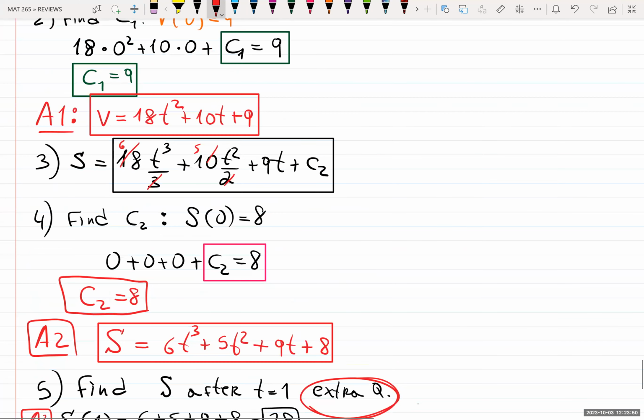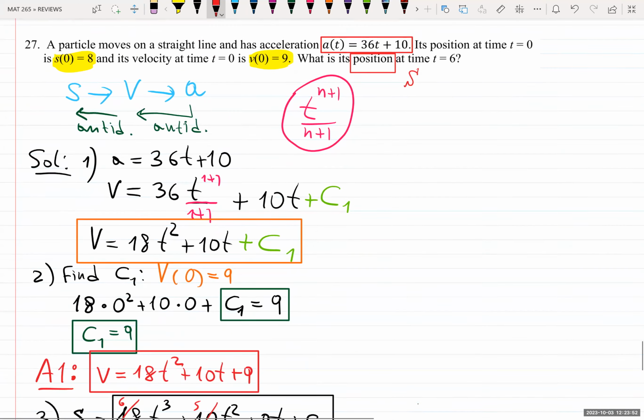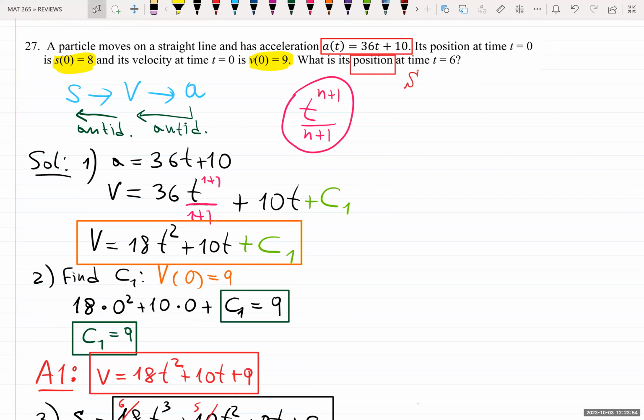That was antiderivative twice. And also you need to know what to do with this wording. Even though it's the only applied problem I actually like a lot, because I recognize the words acceleration, velocity, position, path. And now I know what they give me.